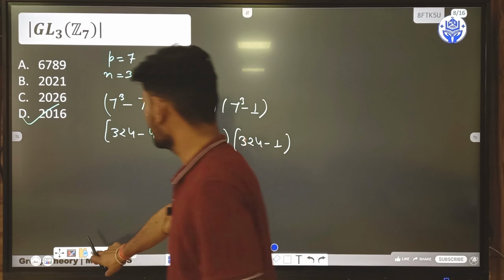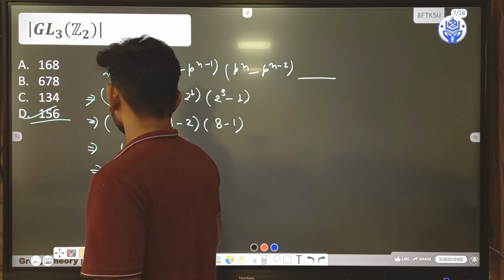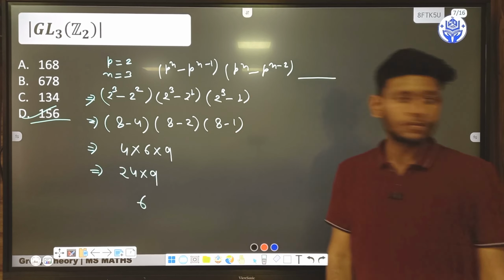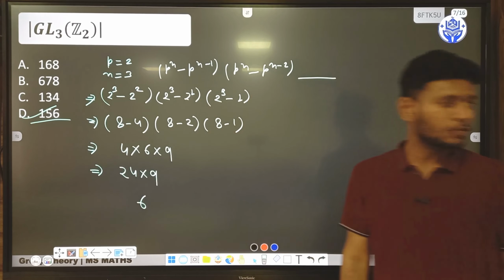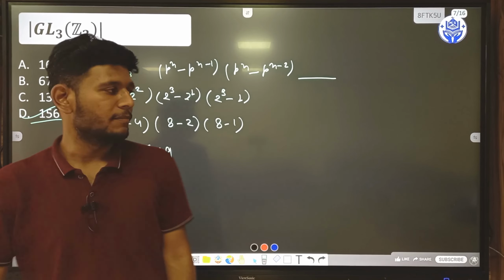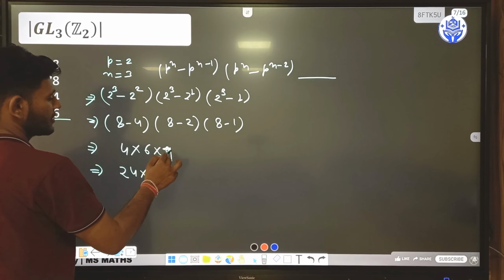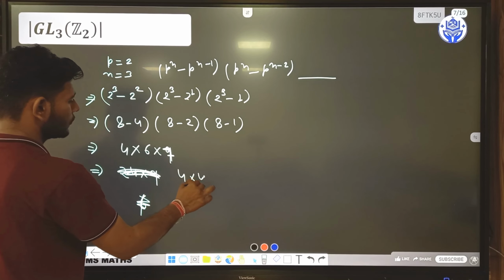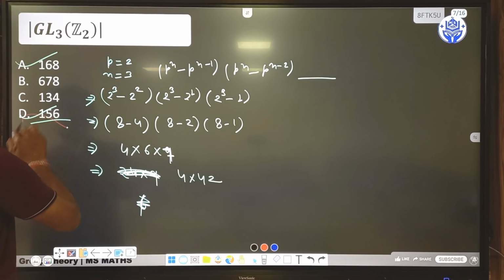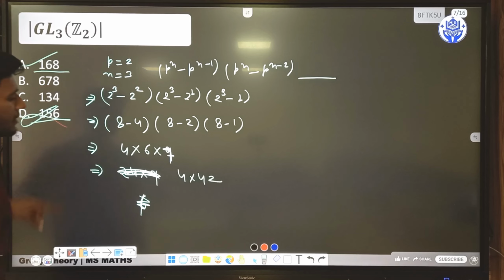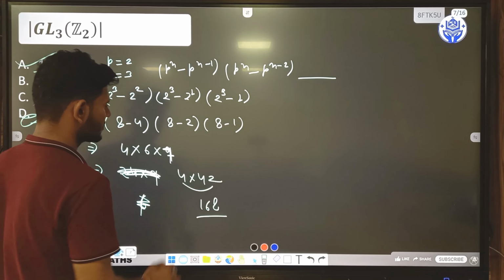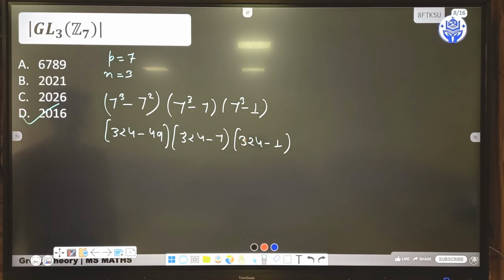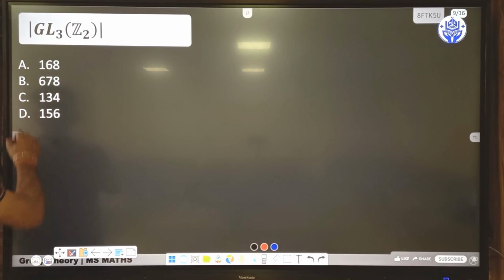Okay, for the previous one, I think, wait, the mistake here is 8 minus 1, that is 7. Sorry, I have just added. This is 4 into 6 into 7, that is 4 into 42. So 168 is the correct answer, because if you multiply, then you will get 168. Here 8 minus 1 is 7. Sorry for that. So from here you will get this answer, and in this case again the same question arises, that it was the 168 that we have already solved.